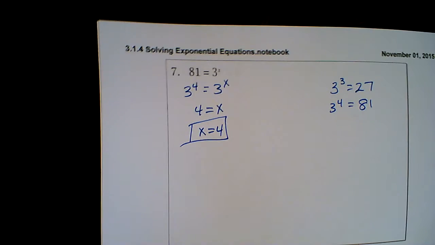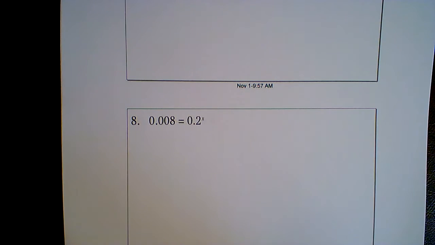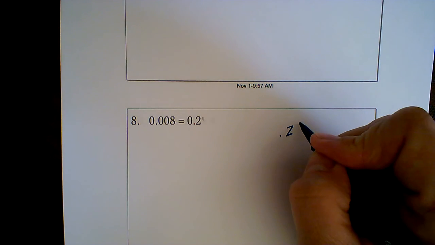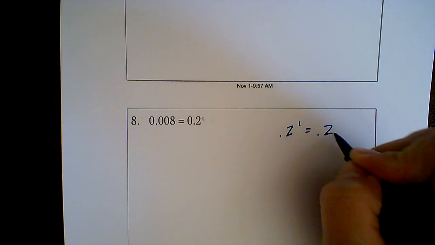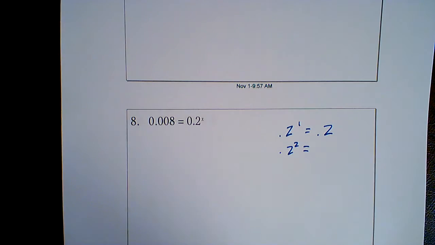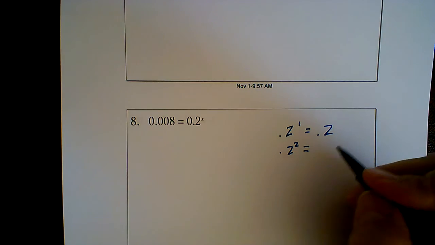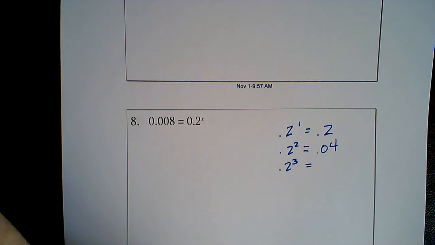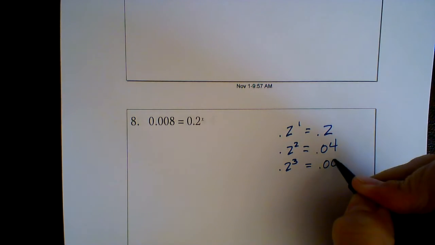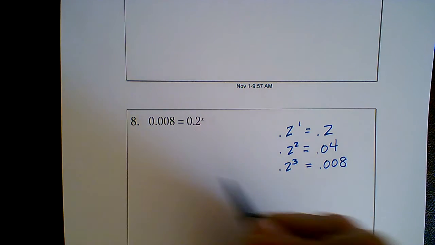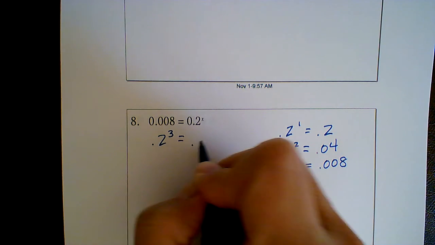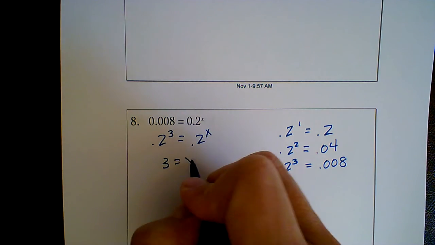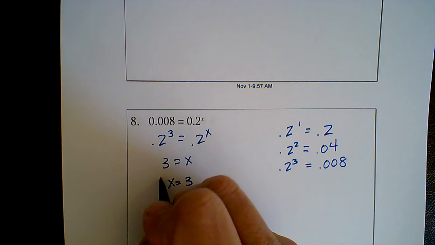X equals 4. Now this one looks scary, but it's really not. I need both of these numbers to have a base of 0.2. Well, we know 0.2 to the 1st is equal to 0.2. 0.2 squared, if we do that in our calculator, gives us 0.04. 0.2 to the 3rd power gives us 0.008. That's what we need. So this becomes 0.2 to the 3rd power is equal to 0.2 to the x. Bases are the same, even though they're a decimal. Set our exponents equal to each other. So x equals 3.